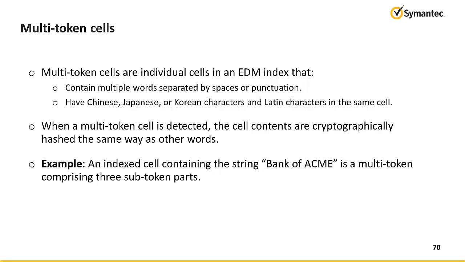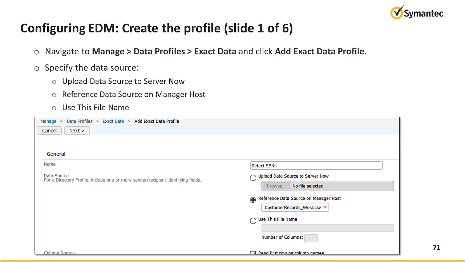Multi-token matching is enabled by default. Multi-token cells are more computationally intensive than single-token cells. If the EDM index includes multi-token cells, you must verify that you have enough memory to index, load, and process the EDM profile.